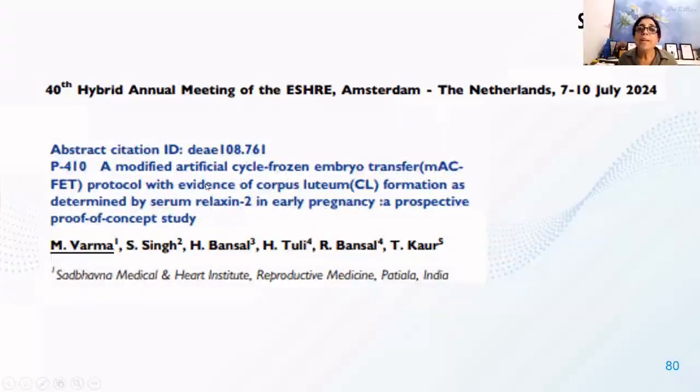What we had done is that in the first half of the cycle, at times one is not confident that, okay, we are just totally depending on the natural cycle, that after 9-10 days, are we going to have that endometrium, a good endometrium? At times, maybe not. It's not that each cycle is the same.